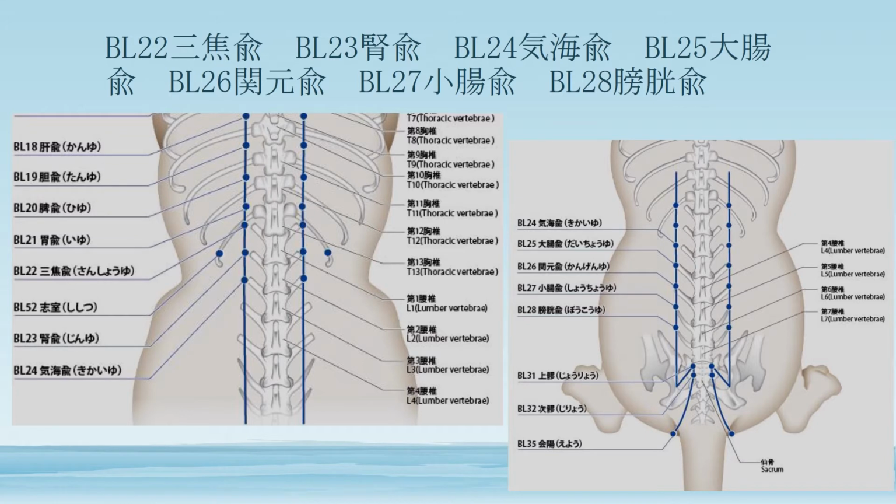As you can see, all the acupoints on the lumbar are at the level of the end of the transverse process. So they are on the same line.